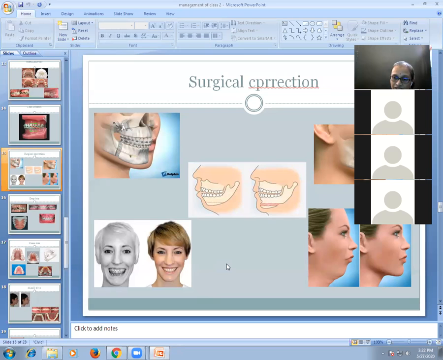So according to the patient's need and according to your cephalometric analysis and skeletal analysis, you will decide your treatment plan. So now we have three treatment modalities. First will be growth modulation, then camouflage, and then surgical corrections. In surgical correction, either impaction or reduction of the upper jaw, advancement of the lower jaw, or a combination of both, or else advancement genioplasty.